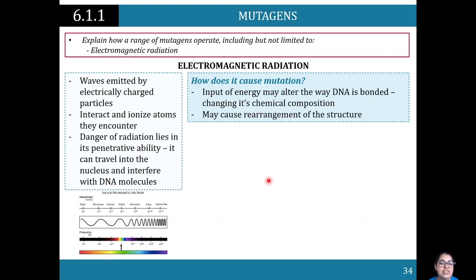And how does it actually cause mutation? Once it actually penetrates in, there's a lot of energy, right? With electromagnetic radiation, there's a lot of energy input, which may alter the way that the DNA is bonded, and it can change the chemical composition of the DNA as well. It can also lead to the rearrangement of the structure.